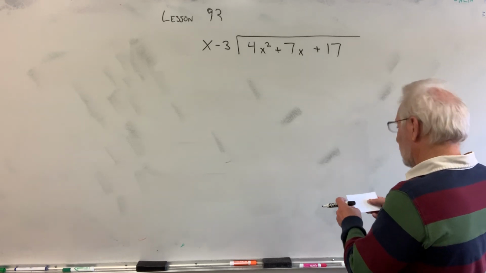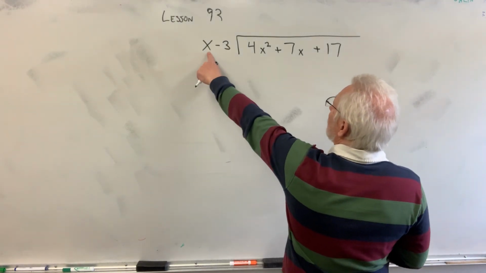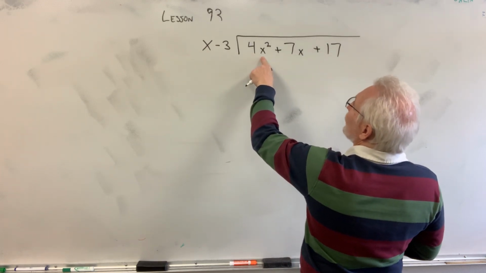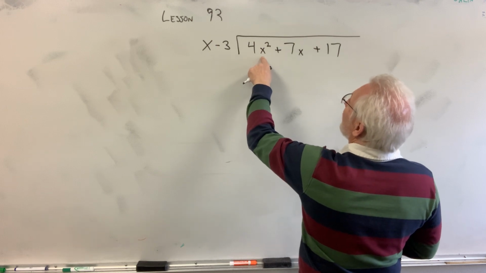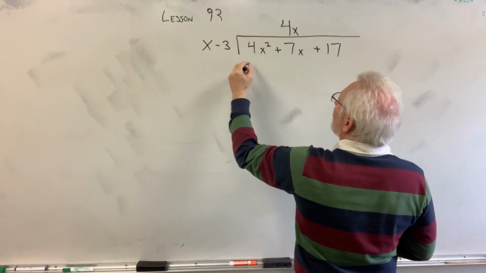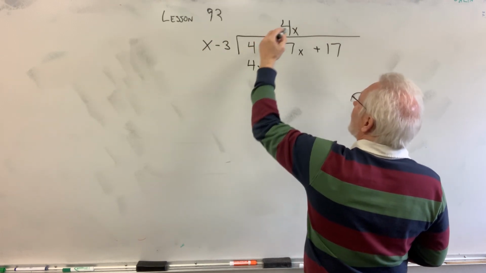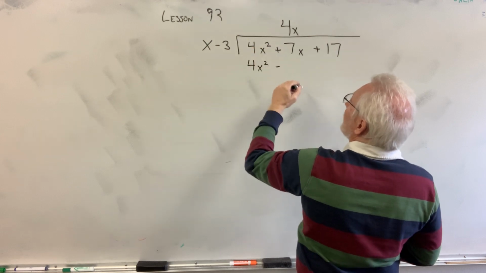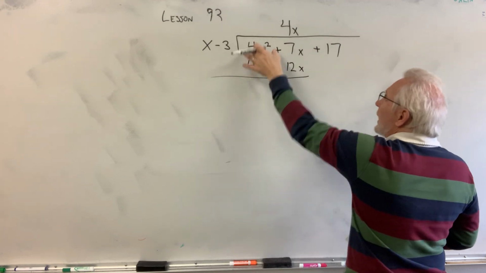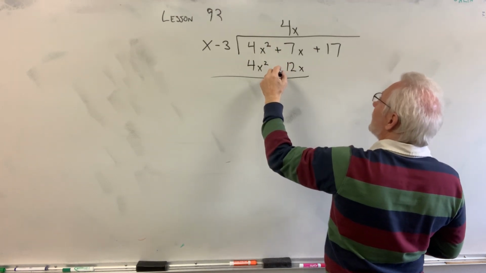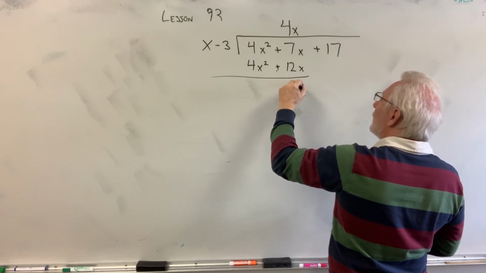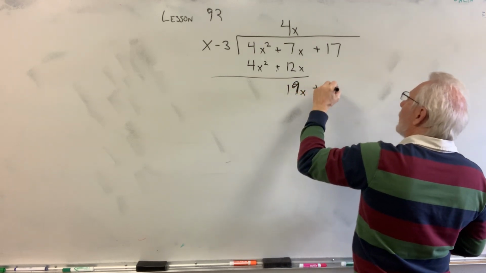All right, so let's take a look at it. Again, we start with the highest degree. x times what is going to give me this? The correct answer is going to be 4x. So I put that over here. 4x times x is 4x squared. 4x times negative 3 is going to give me 12x. Again, I subtract. Subtracting a negative is the same thing as adding a positive, so I end up with 19x right there, plus 17.